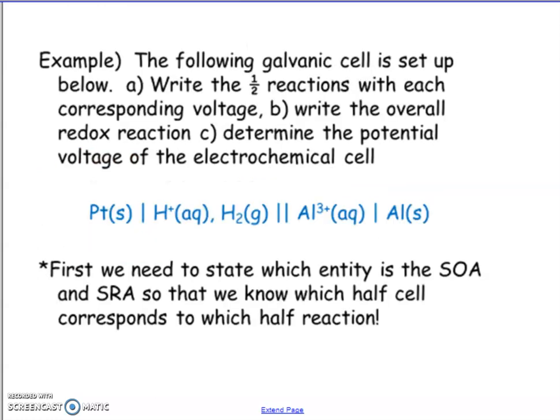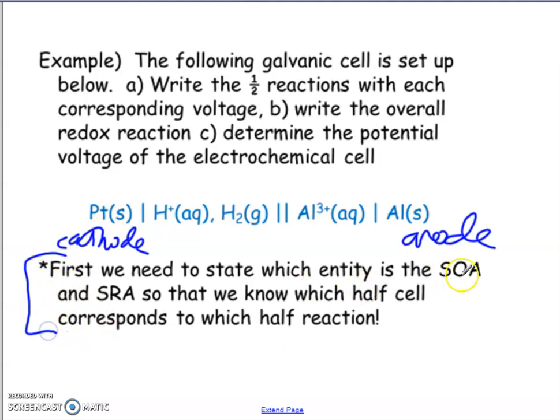Okay, so here is another example. The following galvanic cell is set up below. So here is our standard. Remember that this is our cathode and here is our anode, right? We're going to write the half reactions for each corresponding voltage. We're going to look at the half reaction for reduction and the half reaction for oxidation. We're going to write the overall redox reaction, so the two half reactions combined, and determine the potential cell voltage of the electrochemical cell. First we need to determine what reaction is what.